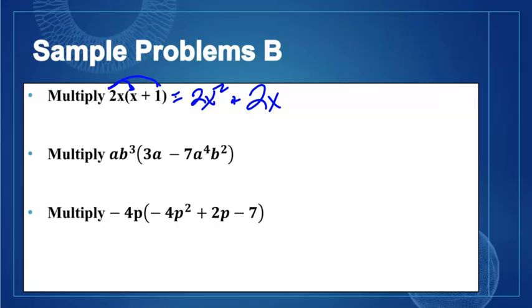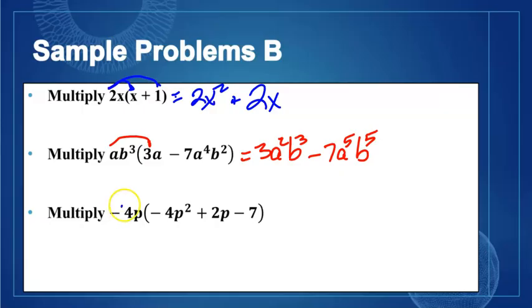Next, multiply ab cubed times 3a minus 7a to the 4th b squared. So if I distribute, 1 times 3 is 3. That would be a squared b to the 3rd. And then ab cubed times negative 7a to the 4th b squared. This will be minus 7, this will be a to the 5th, b to the 5th. There are no like terms here, so my final answer would remain the same.